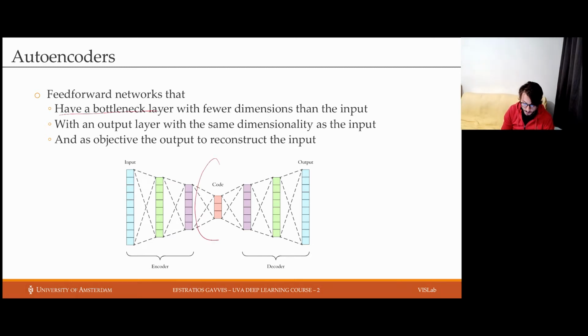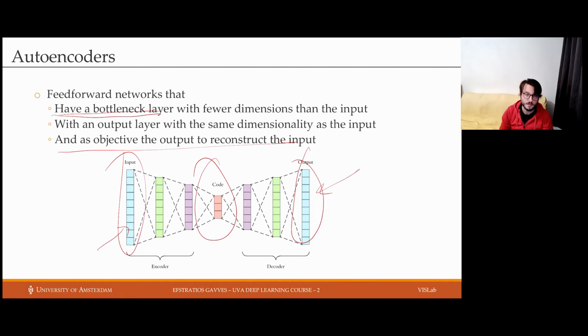First of all, it has a bottleneck layer in the middle. You can call it a code, you can call it an embedding, what have you. The important thing is that this bottleneck layer has fewer dimensions than the input here. It has an output layer which has dimensions that match the dimensions of the input. So the output has to be basically equivalent in size to the input.